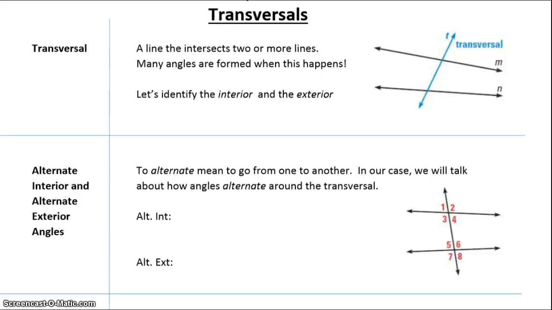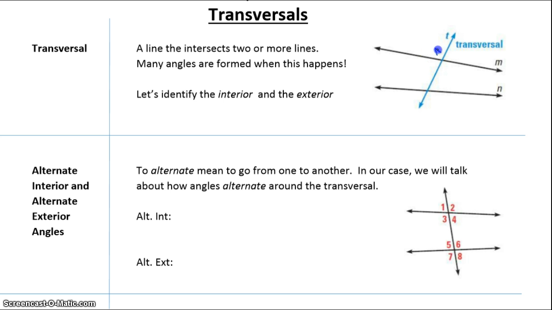Today we're going to talk about transversals, so let's go ahead and get started. A line that intersects two or more lines is a transversal. Look at this picture here. See how there's two lines in black? There's this line that goes through those two black lines. So the line that goes through two or more lines is called a transversal, okay?